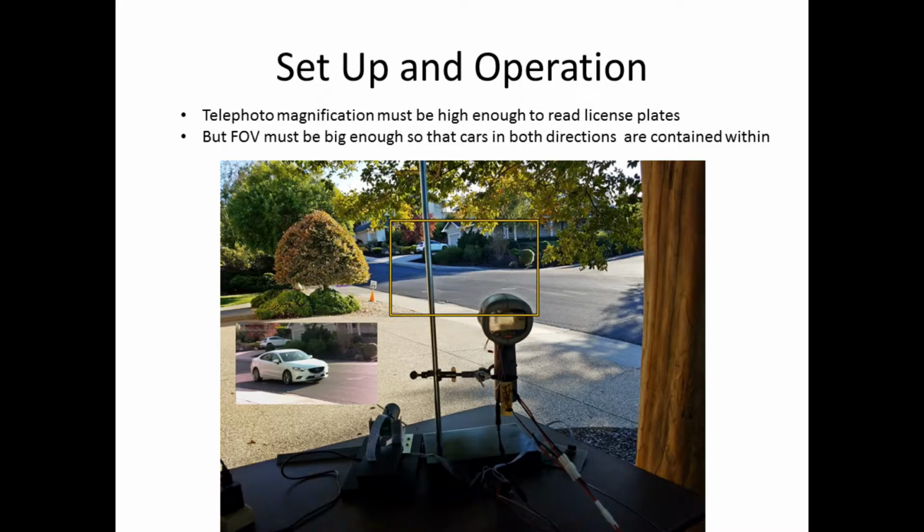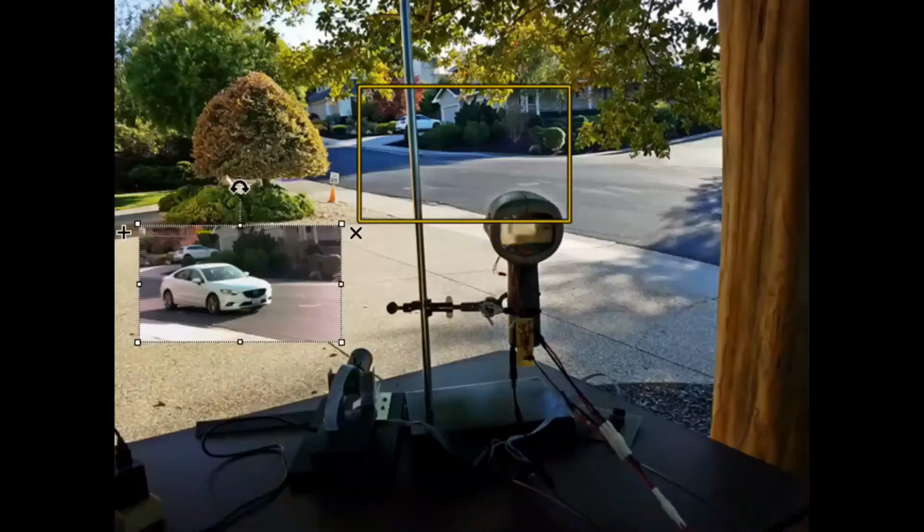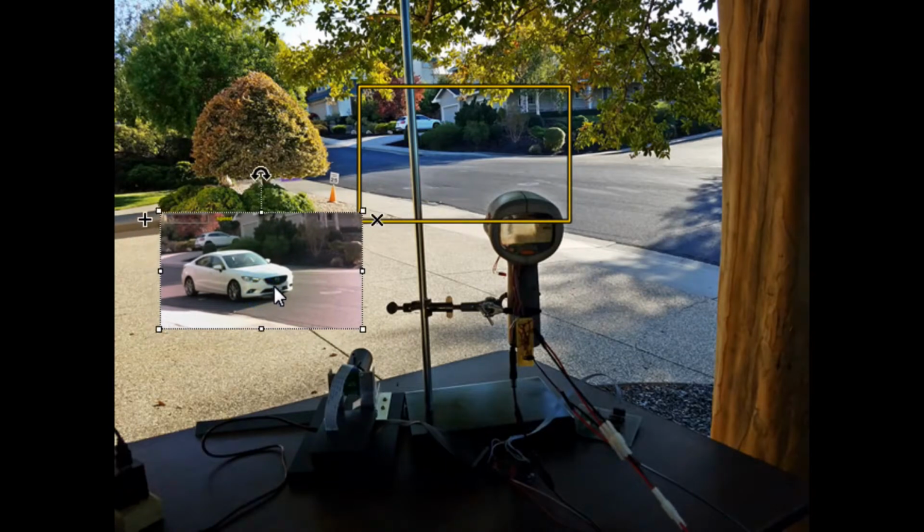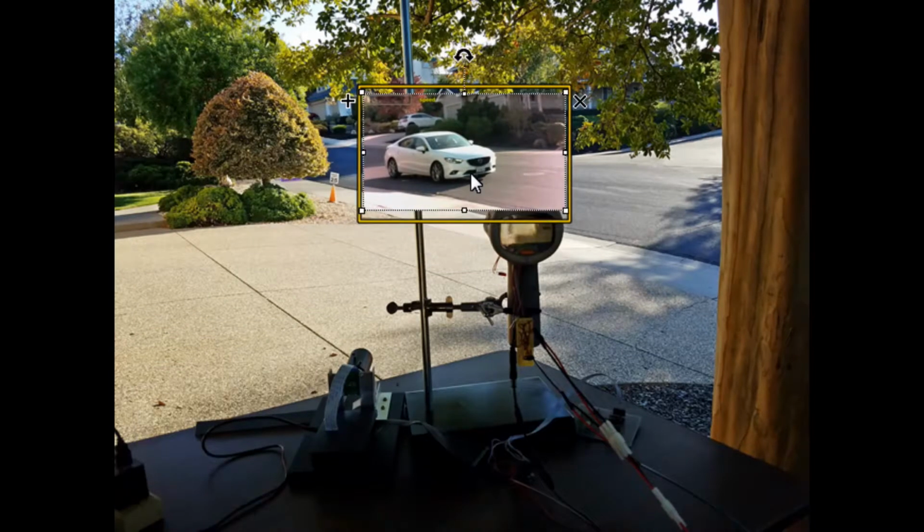But the field of view must be big enough so that cars in both directions are contained within. So it can't be too small, and if it's too large, one would not be able to read license plates. Here in this little animation, I show you how this all fits together.